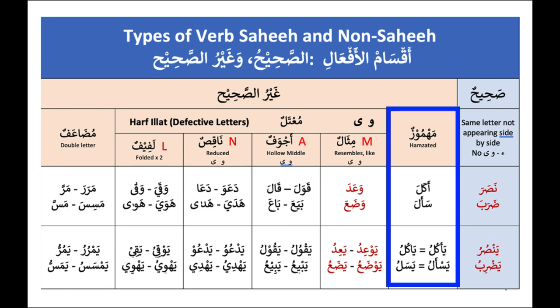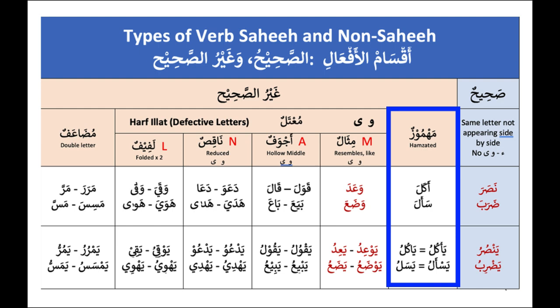The first type of ghayru sahihu verbs is mahmuz. It's also known as hamzated verb. We have 2 examples of mahmuz verbs here. Akala, sa'ala. We shall use the term tabdil quite a lot while we learn about ghayru sahih verb. Tabdil means change or transformation from one to another. I'll briefly explain how it works.